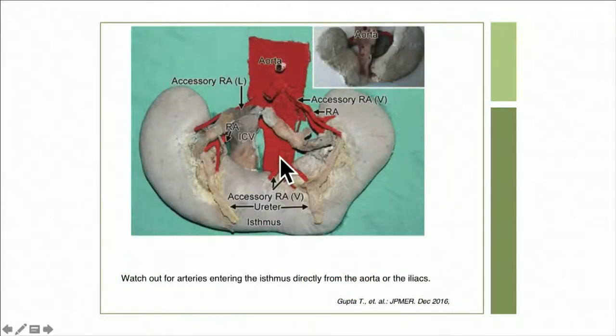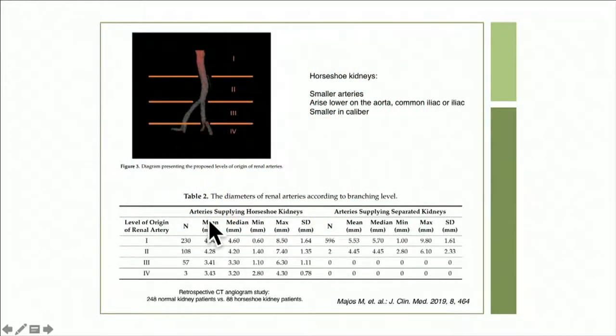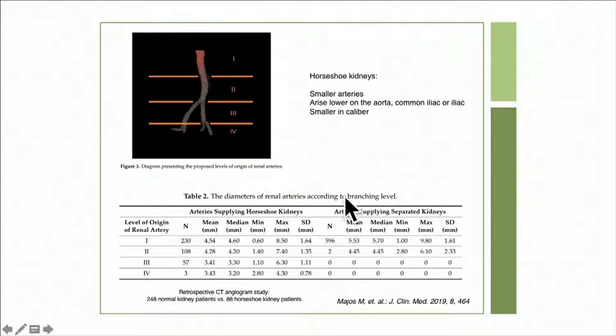Also watch out for direct arteries passing directly into the isthmus behind from the aorta. These are tricky if you're dealing with this during a division of the isthmus. This is a retrospective CTA study published in 2019 looking at normal kidneys and horseshoe kidneys, and the take-home message is that horseshoe kidneys generally have smaller arteries, more arteries, and arteries that arise lower in the abdomen. So if you look at the normal kidneys, none of them had arteries going to the kidney from the common iliac or distal, whereas in the horseshoe kidneys, there were a substantial number that did.